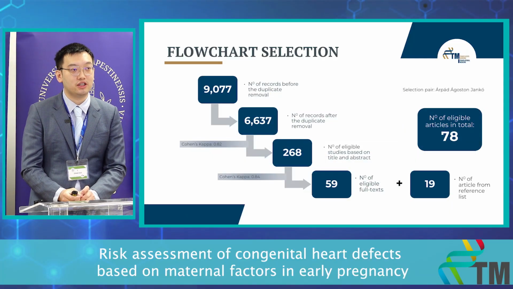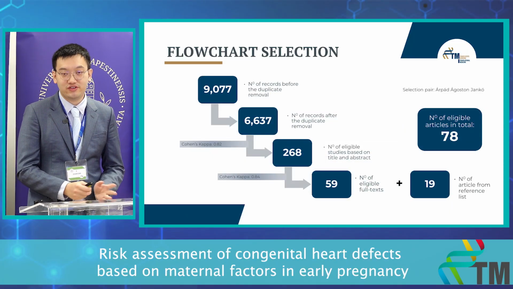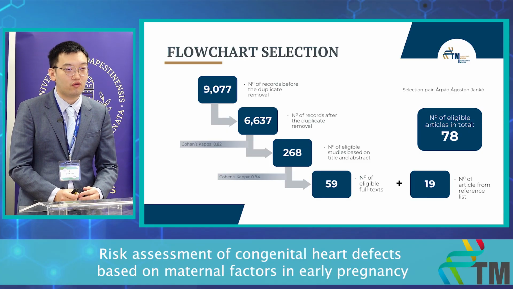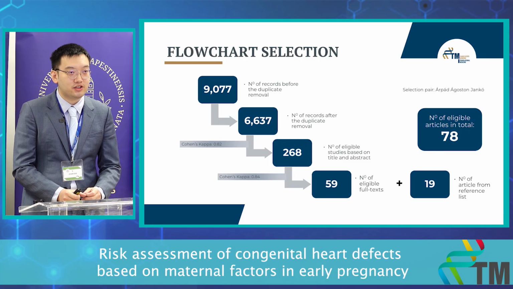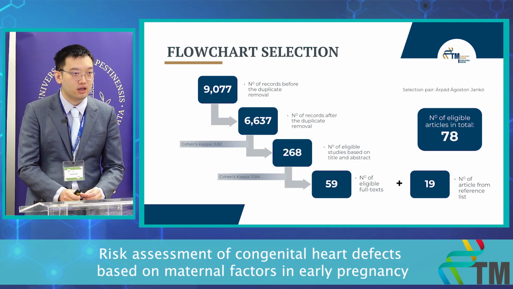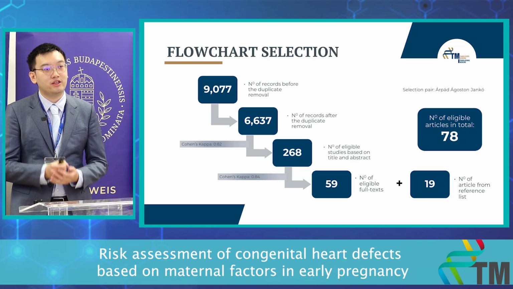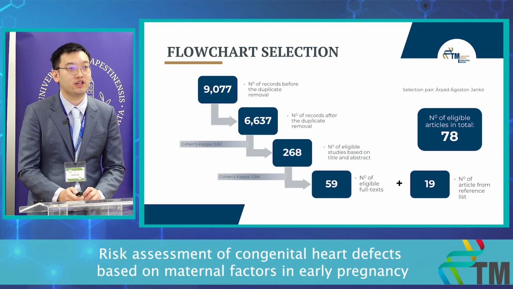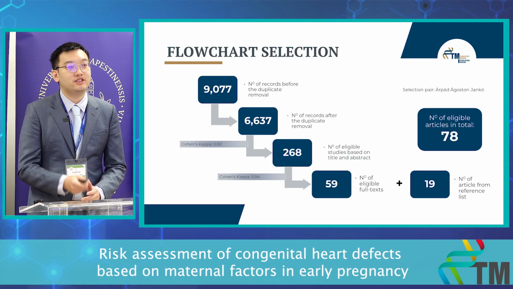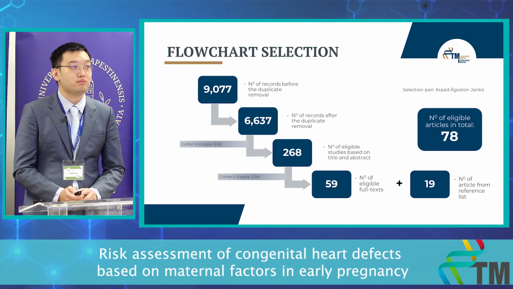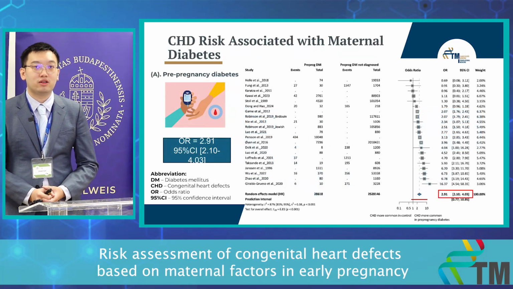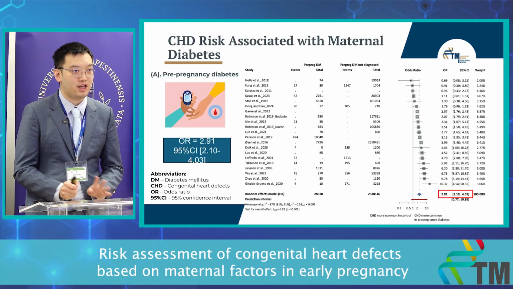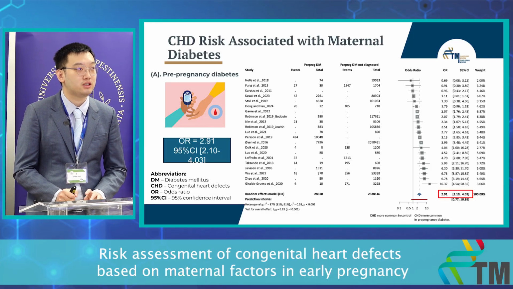After 2 cycles of selection, we got 59 eligible articles from the systematic search and full text screening. Additionally, we got 19 additional articles from the reference search. Finally, we got 78 articles in total. Due to time limits, I will show you 2 of the important and interesting figures in my project.